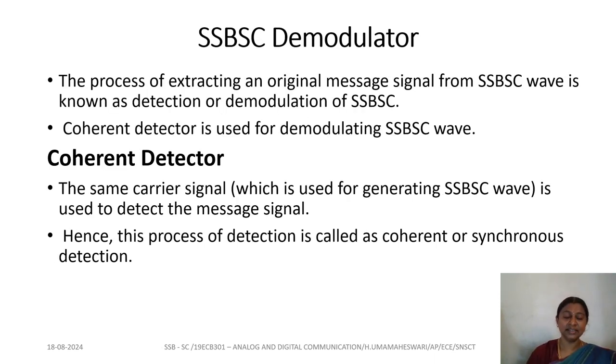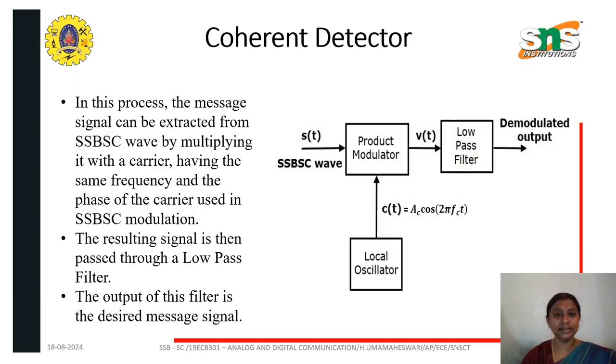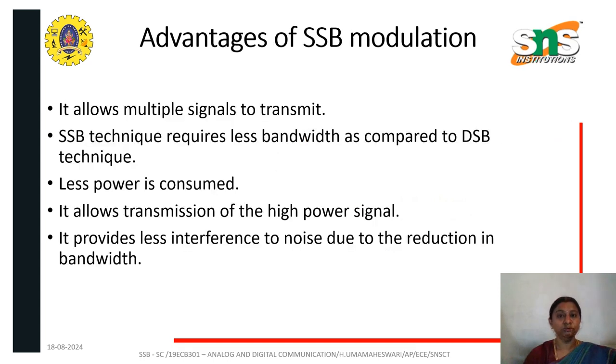Then the SSB demodulator. It is nothing but the process of extracting the original message signal from the SSB wave, which is called detection or demodulation. A coherent detector is mainly used for demodulating. That is, the same carrier is used to detect the message signal. Hence, the process is called coherent or synchronous detection. Here we'll have a low pass filter. In the process of generation, we have a band pass filter, but here we have a low pass filter. So while multiplying the wave with the carrier, we'll have the same frequency and the carrier phase which is used in SSB modulation. The resulting signal is passed through the low pass filter. The output of the filter is the desired message signal.